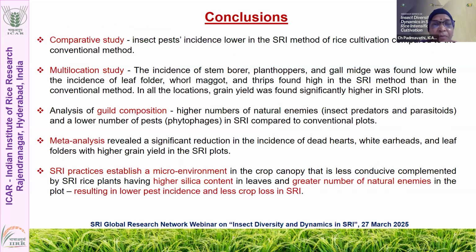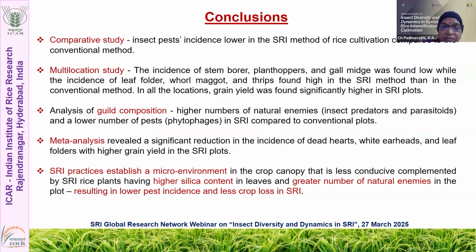So if you see the conclusions, we can conclude that comparative studies between SRA and the conventional method indicated lower pest incidence in the SRA method as compared to the conventional method. Even the multi-location studies have indicated that the incidence of stem borer, plant hoppers, and gall midge was found low, while the incidence of leaf folder, whorl maggot, and thrips was found high in the SRA method than in the conventional method. But in all the locations, grain yield was found significantly high in SRA plots.